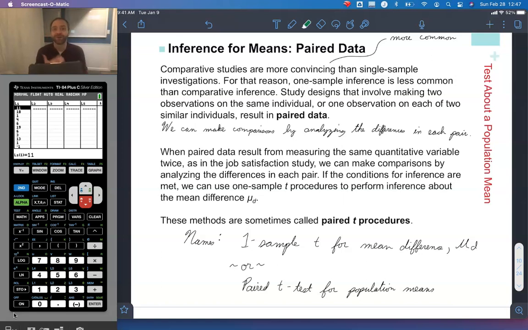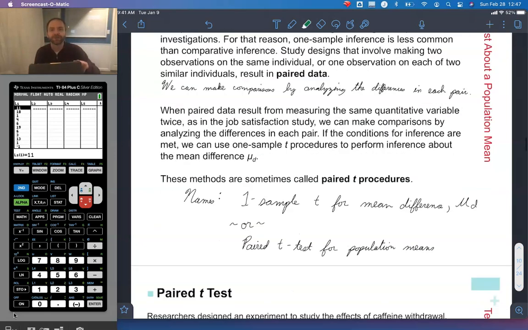These methods are called paired t procedures. So we have paired t procedures for mu sub d. We have a one sample t for mean differences, mu sub d. We have a paired t-test for population mean, mu sub d. So there are these names we can use. And so now let's go through an example.